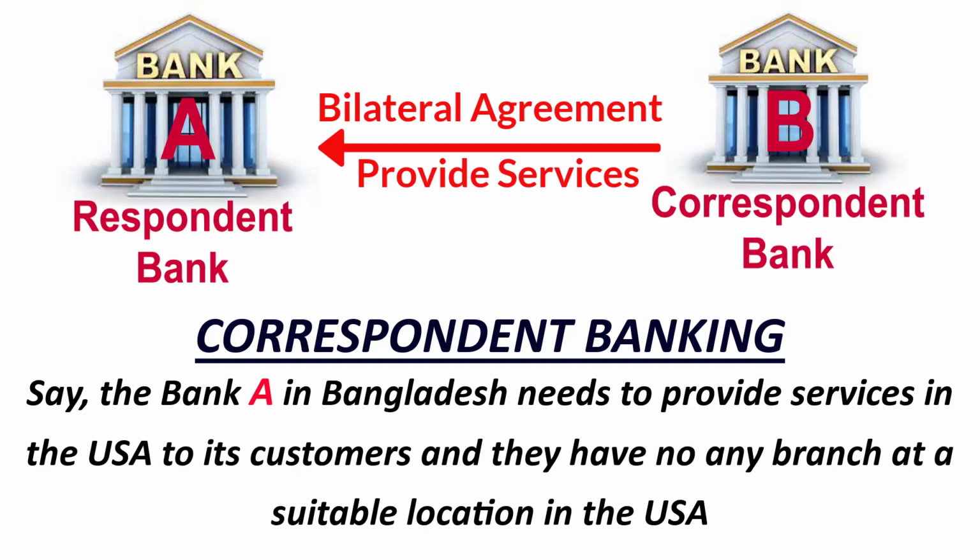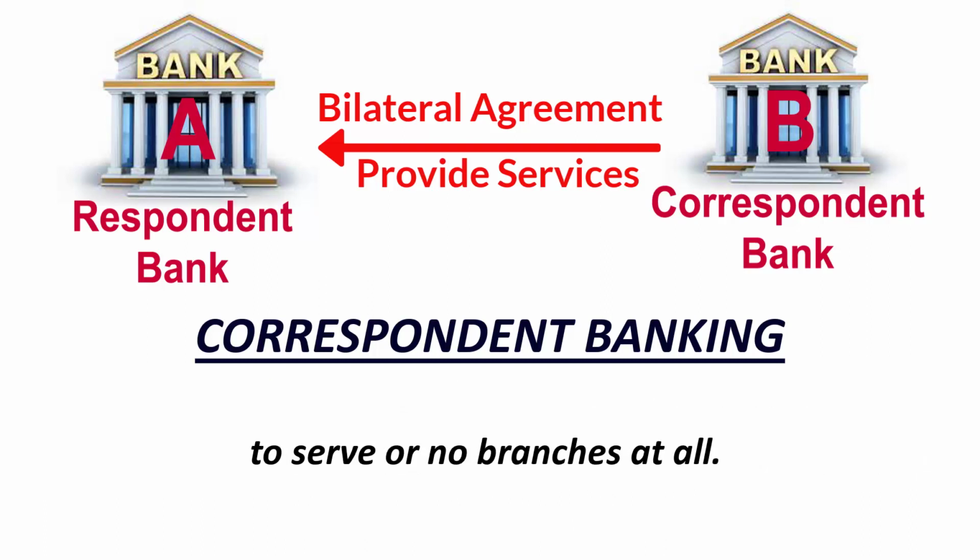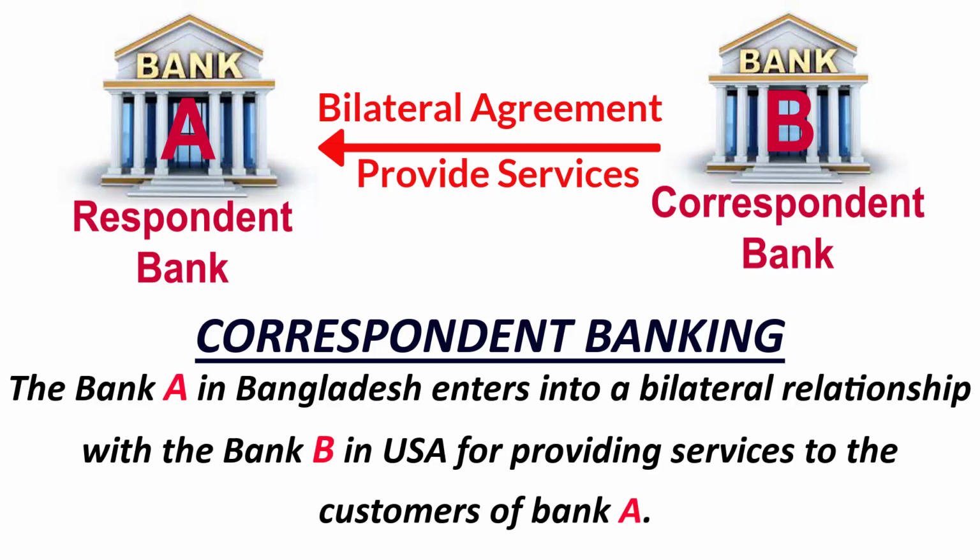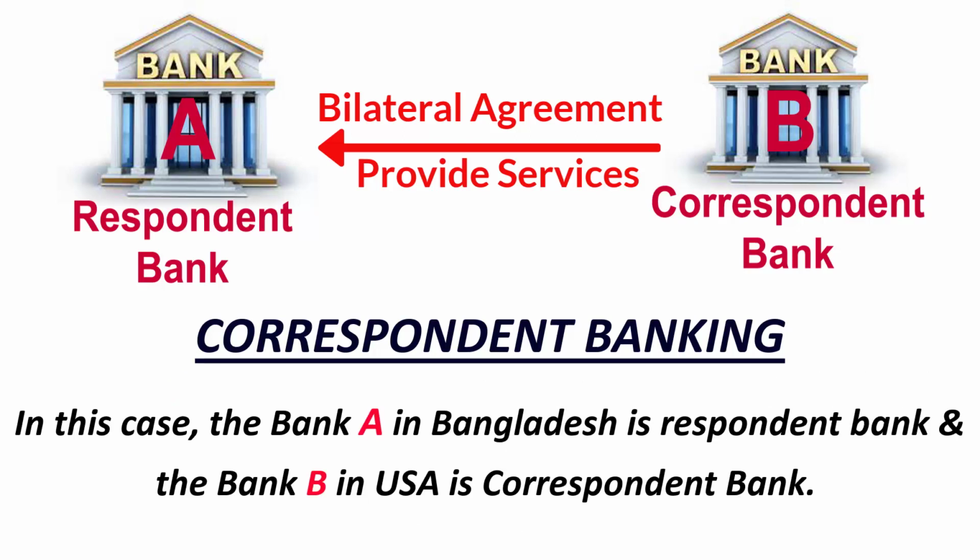Say the bank A in Bangladesh needs to provide services in the USA to its customers and they have no branch at a suitable location in the USA to serve, or no branches at all. The bank A in Bangladesh enters into a bilateral relationship with the bank B in USA for providing services to the customers of bank A. In this case, the bank A in Bangladesh is the respondent bank and the bank B in USA is the correspondent bank.